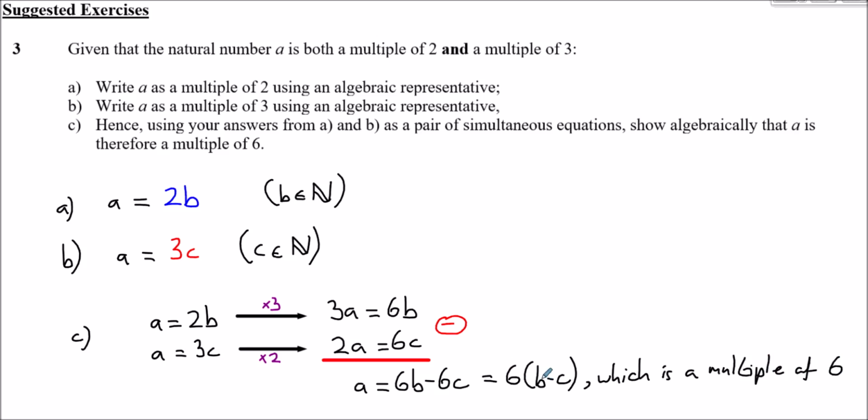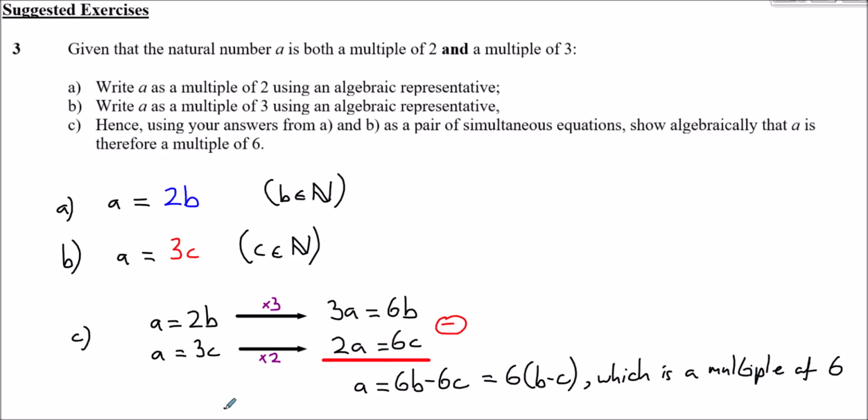Because b is a natural number and c is a natural number, b minus c will also be a natural number, because b has to be greater than c. So for example, let's say a were 12, then b in this case would have to be 6 and c in this case would have to be 4. If we equate 2b as being equal to 3c, then b has to be 1.5c. So this is 6 multiplied by some natural number.